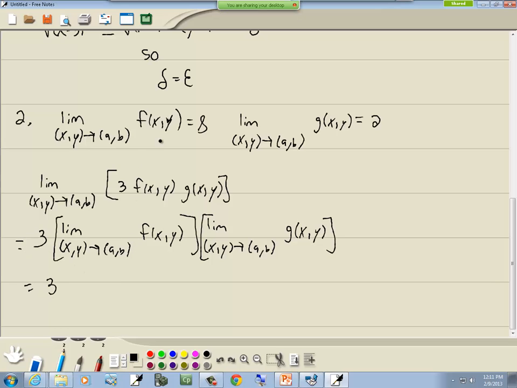Well, from up above, the limit of f of xy is equal to 8, so this is 3 times 8, and the limit of g of xy is 2, which 8 times 2 is 16, times 3 is 48. So that'd be our answer.